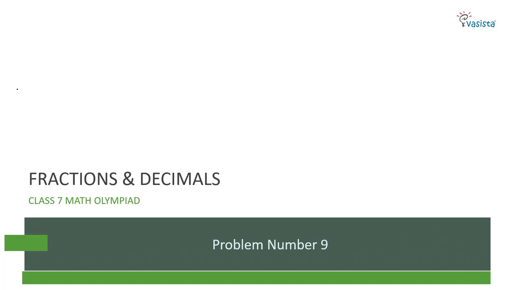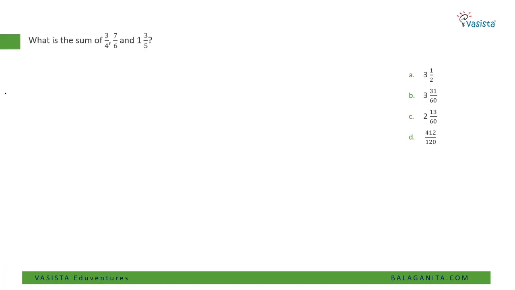So this is problem number 9. Let me go with this. What is the sum of 3/4, 7/6 and 1 3/5? They have given 4 options. So we need to find 3/4 plus 7/6 plus 1 3/5.